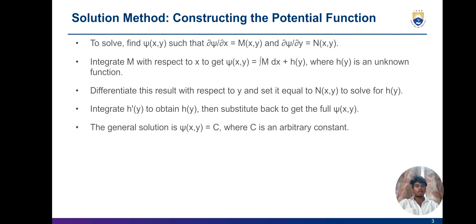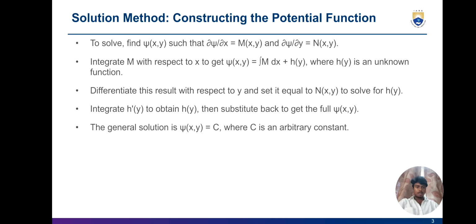Solution method. Constructing the potential function. To solve, find phi(x,y) such that ∂phi/∂x equal to M(x,y) and ∂phi/∂y equal to N(x,y). Integrate M with respect to x to get phi(x,y), which is the integral of M dx plus h(y), where h(y) is an unknown function.